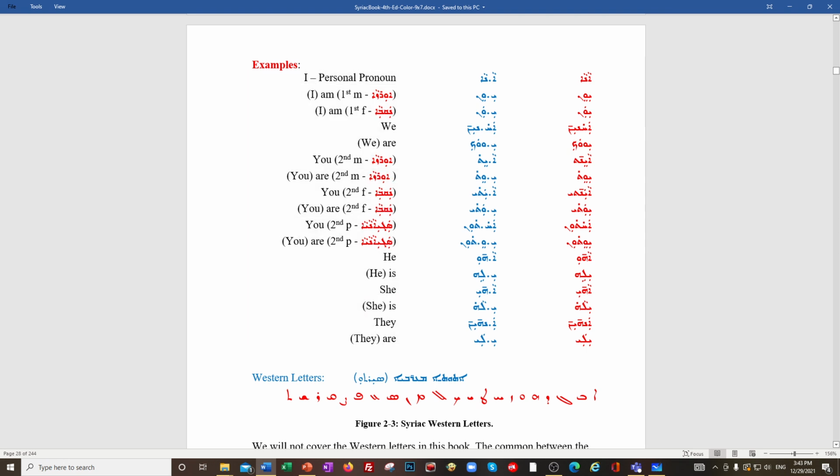Okay, so, ana. If we apply the three rules to make the syllables, it's going to be a, na, two syllables. Alep again joins the noon, which has the vowel. It's going to be ana. Ana means I, first person.